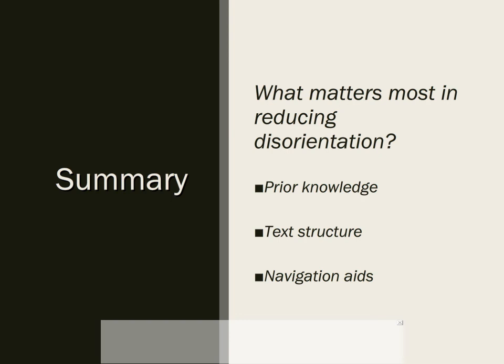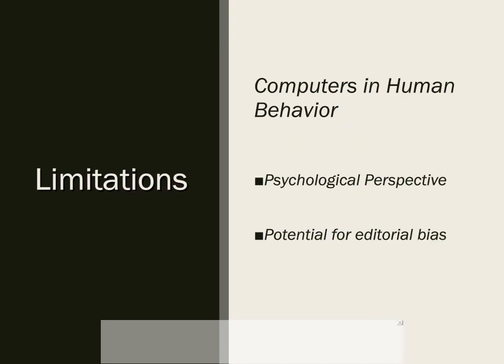Our third place finisher, navigational supports, doesn't do enough to mediate the impacts of prior knowledge and text structure. They are nice to have, but they don't affect learning outcomes in most circumstances. As mentioned before, all articles came from the peer-reviewed academic journal, Computers and Human Behavior. This literature review was very limited in scope in order to meet the requirements of the assignment.